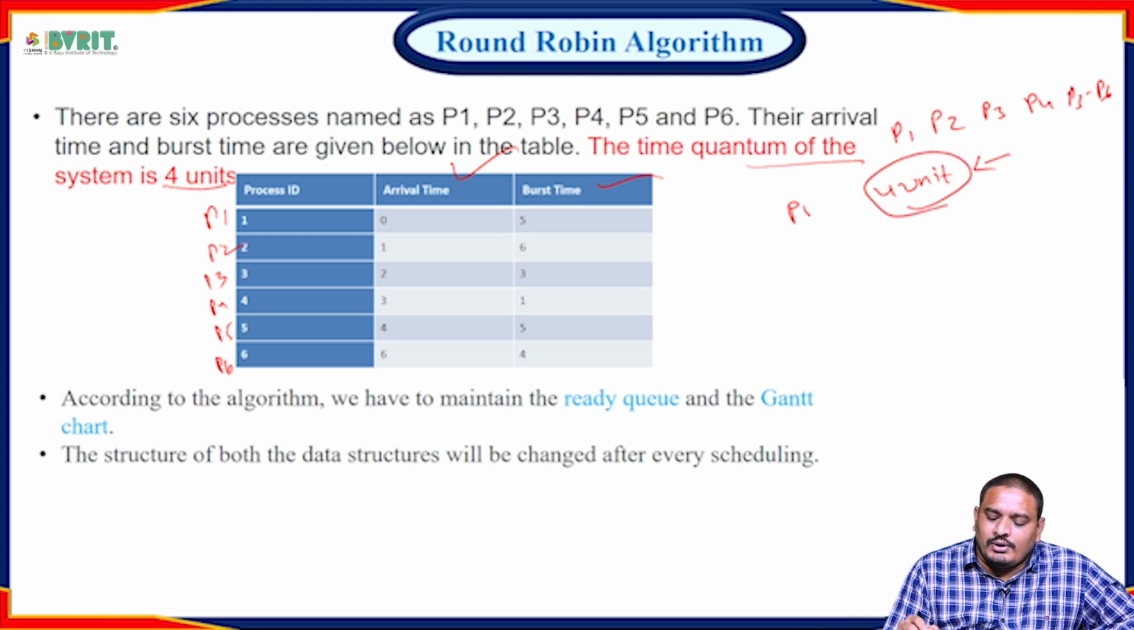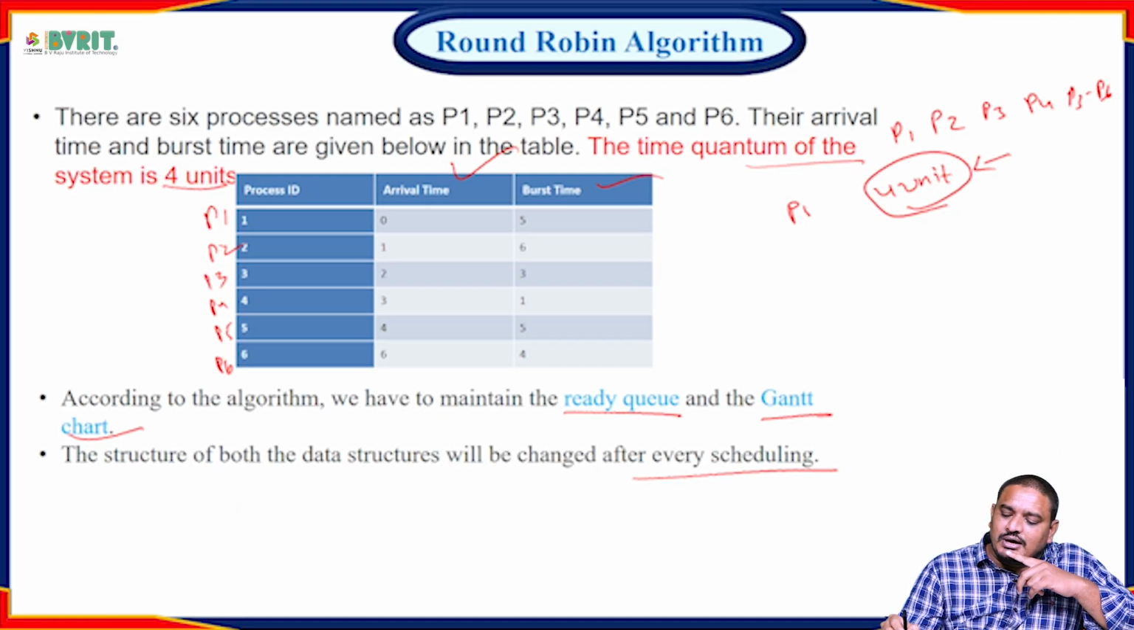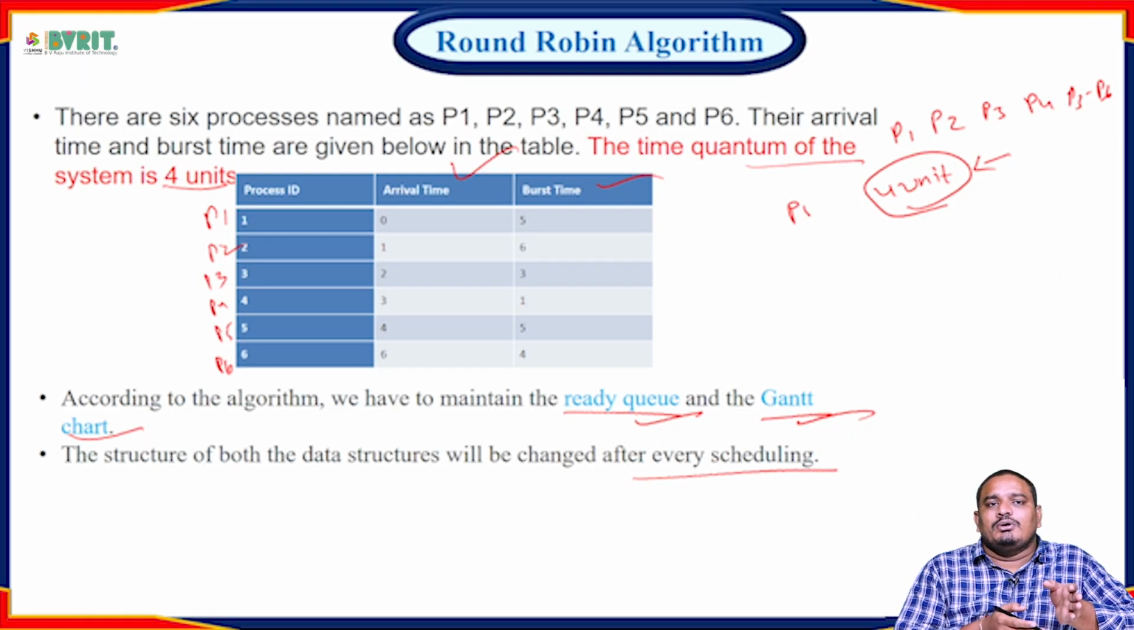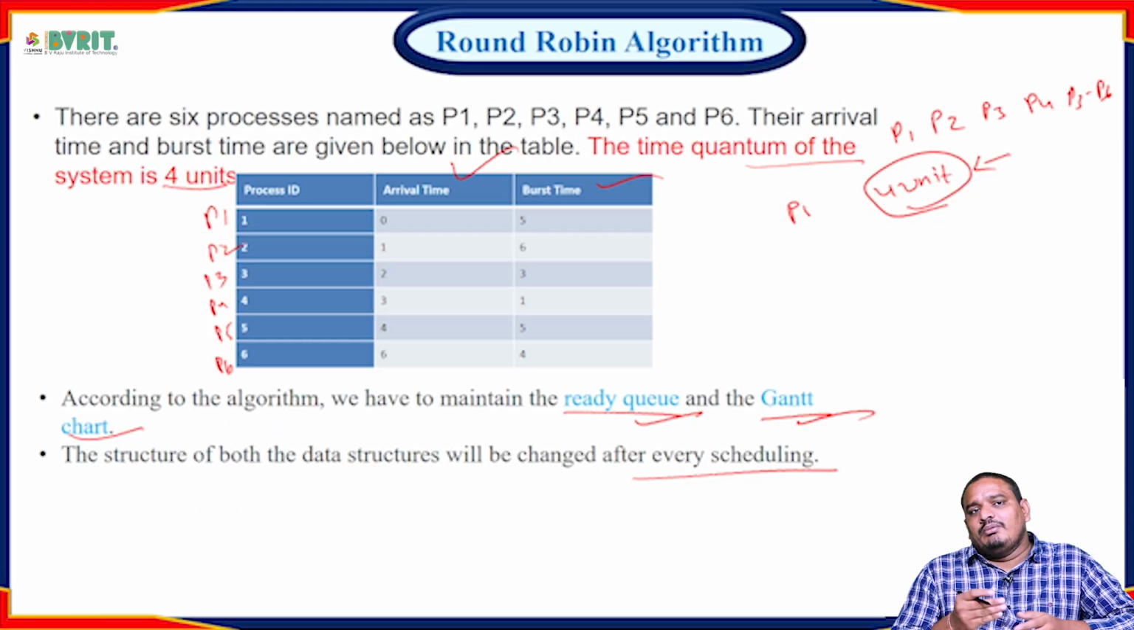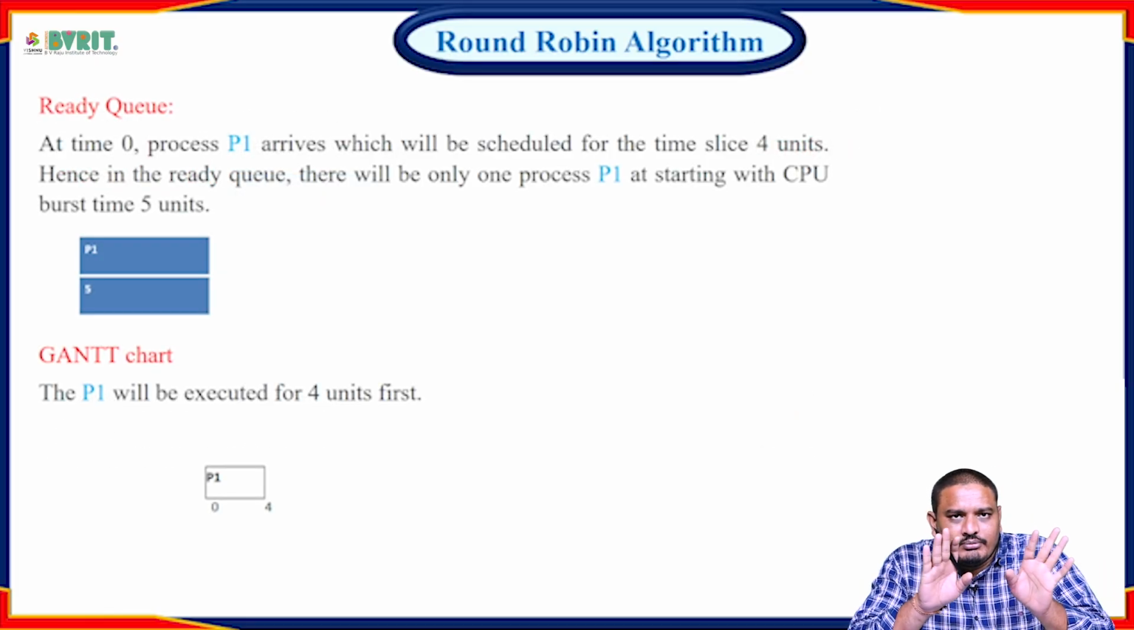According to this algorithm, we have to maintain 2 tables. The first is the ready queue table. The second is the Gantt chart. The structure of both data structures will change after every scheduling. Whenever a process becomes ready to execute on the CPU, the structure will change. Another time the structure will also change. So every time a process executes, the structure will also change. That is the concept. We are preparing two tables: first the ready queue, second the Gantt chart table.